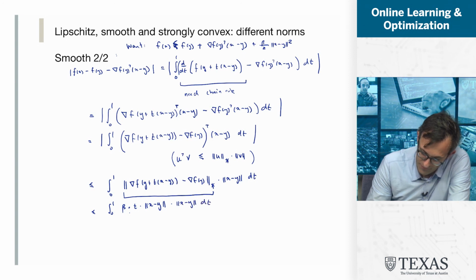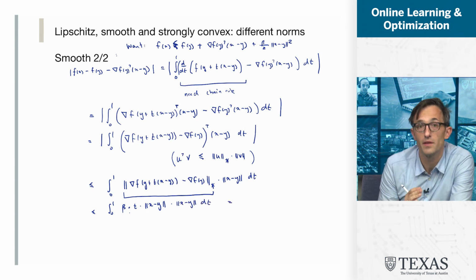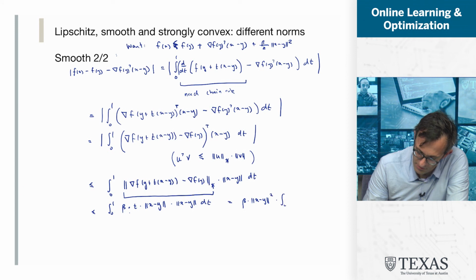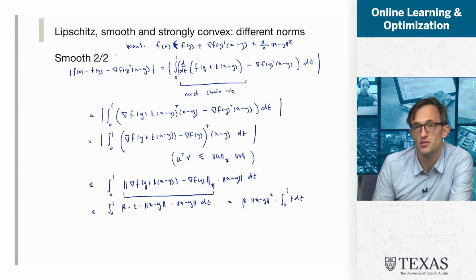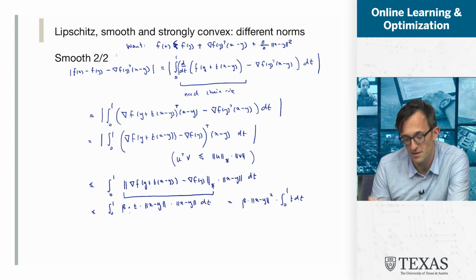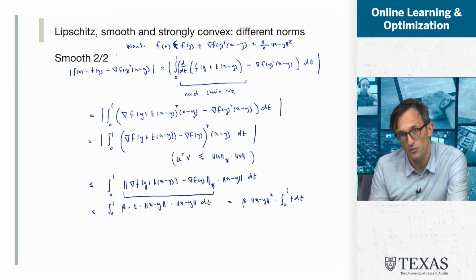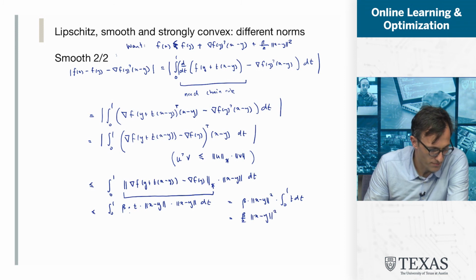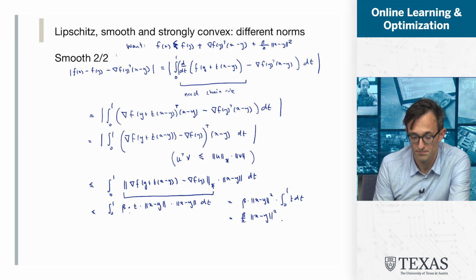This is equal to, I'm going to take outside of the integral everything that doesn't depend on t. So this is equal to beta times the norm of x minus y, arbitrary norm, but now squared, times the integral from 0 to 1 of t dt. This is finally something that we know how to do. This is just t squared over 2 evaluated at 1 minus t squared over 2 evaluated at 0. In other words, just 1/2. So this is equal to beta over 2 times the norm of x minus y squared. This is exactly what we wanted to show.